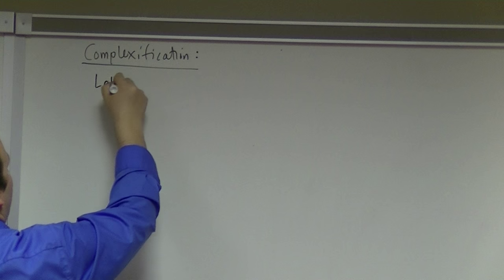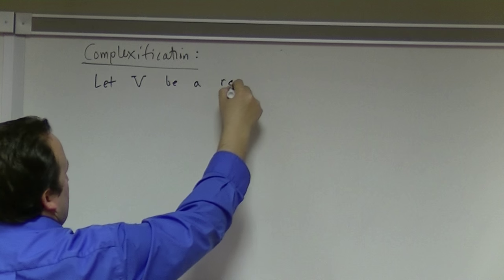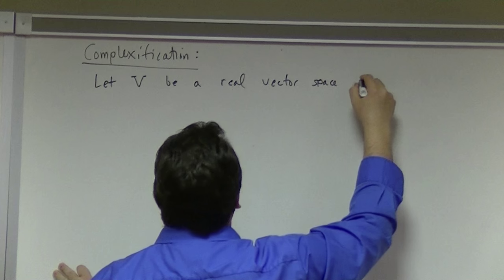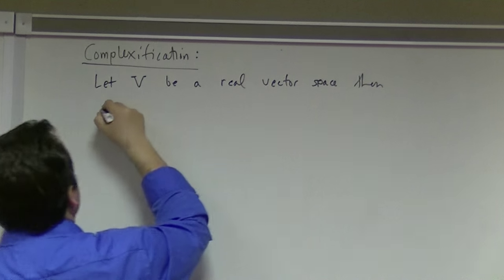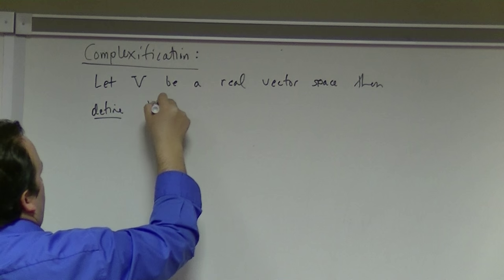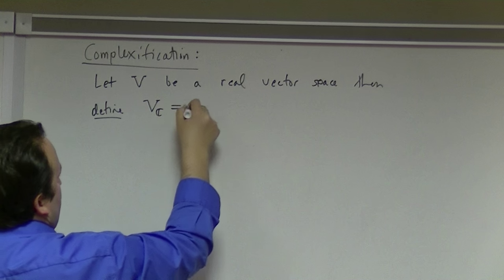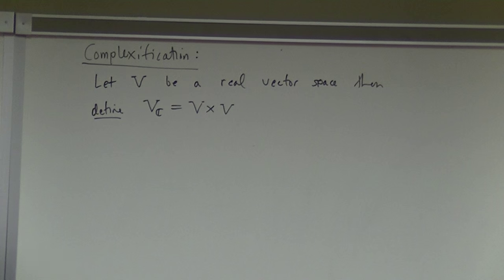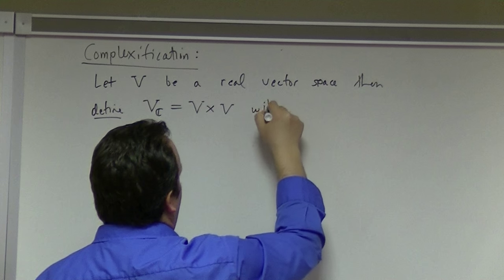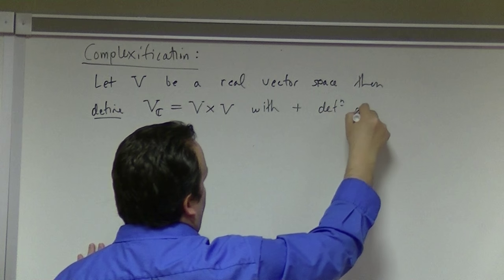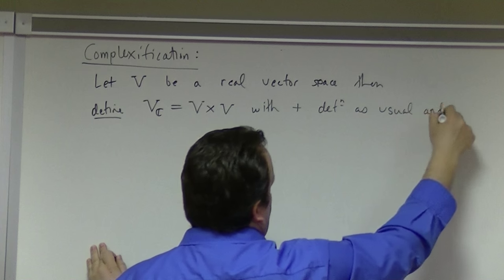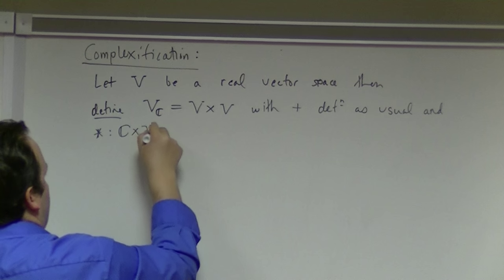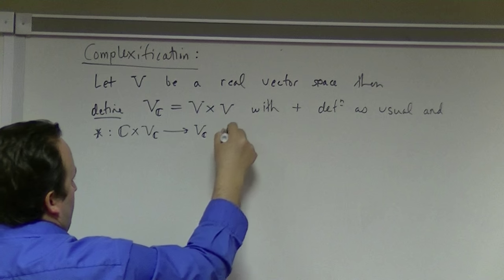So let V be a real vector space. Then define V_C, the complexification of V, to be the Cartesian product of V with V, so V cross V, with addition defined as usual, and multiplication, which will be from C cross V_C to V_C again, defined as follows.